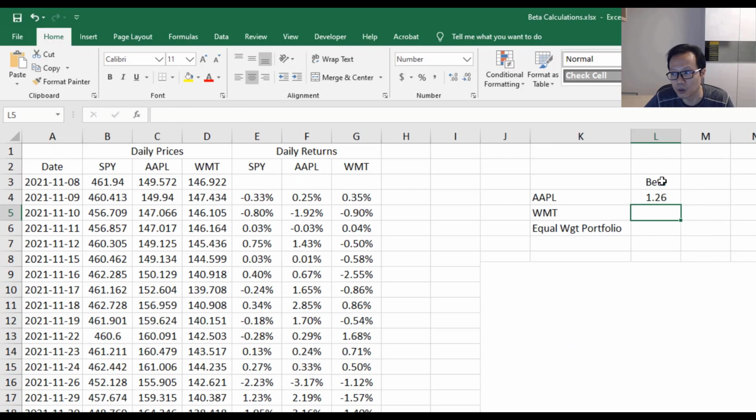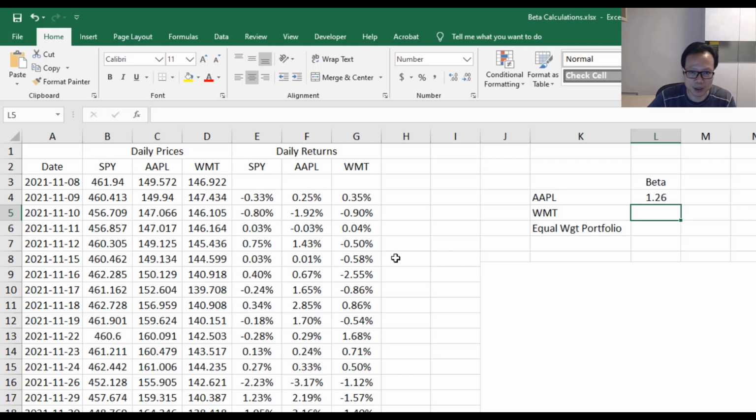This gives you a value of 1.26. That means the beta of Apple is 1.26 during this particular 1 year period that we are looking at. So Apple is riskier than the S&P 500. That means that for every 1% that the S&P 500 moved, you can expect Apple to move 1.26% in the same direction.